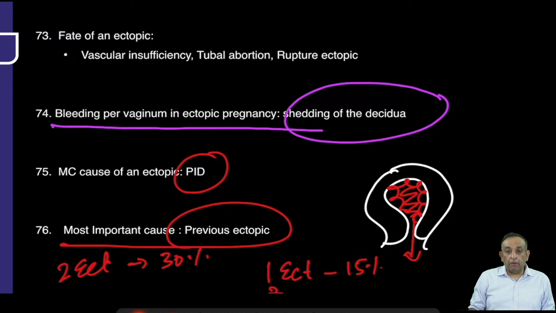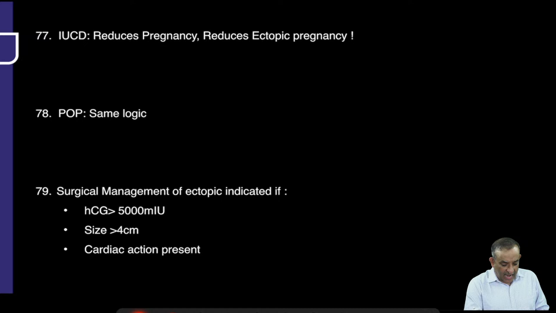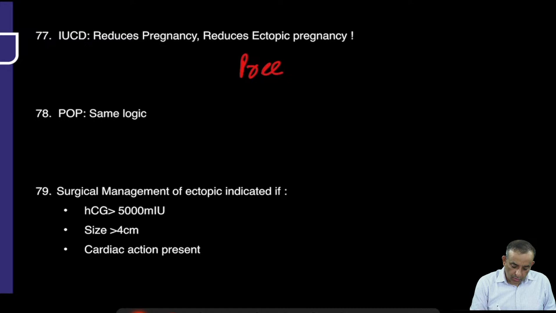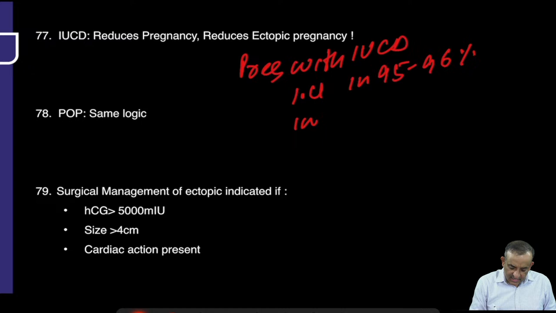Chalo, let's move forward. IUCD, please, does not increase ectopic. IUCD reduces pregnancies, so obviously reduces ectopic pregnancy. If at all she conceives, then the relative chance of the baby going to the fallopian tube is slightly more. So pregnancy with IUCD is intrauterine in 95% to 96% still. It is ectopic in 5% to 6% of cases.